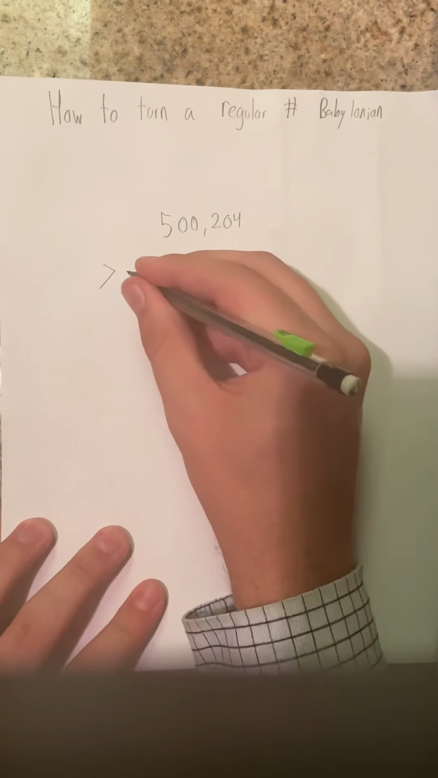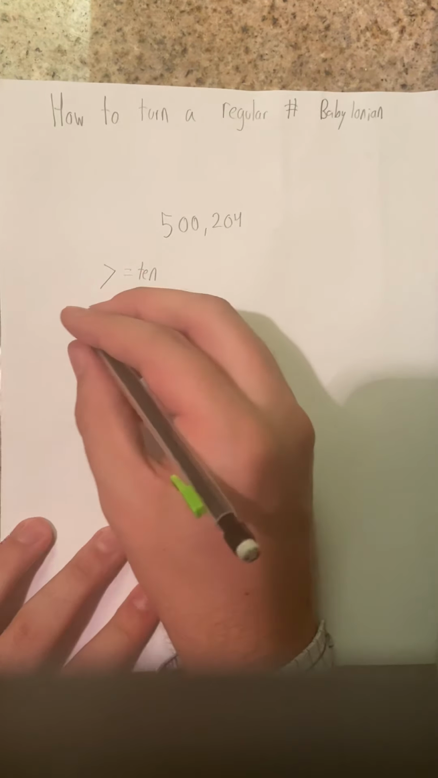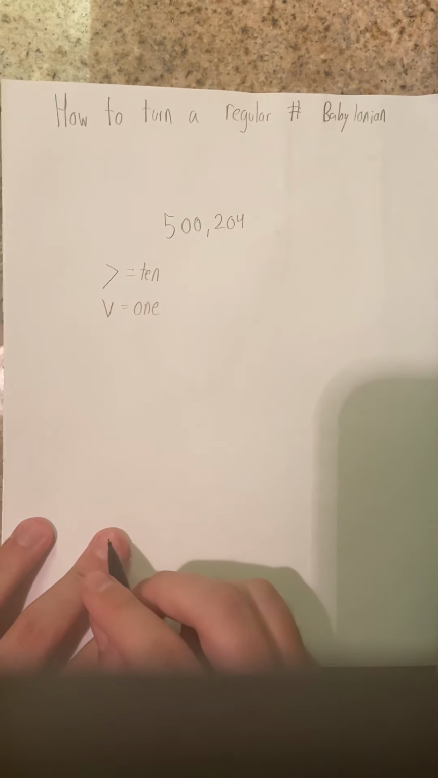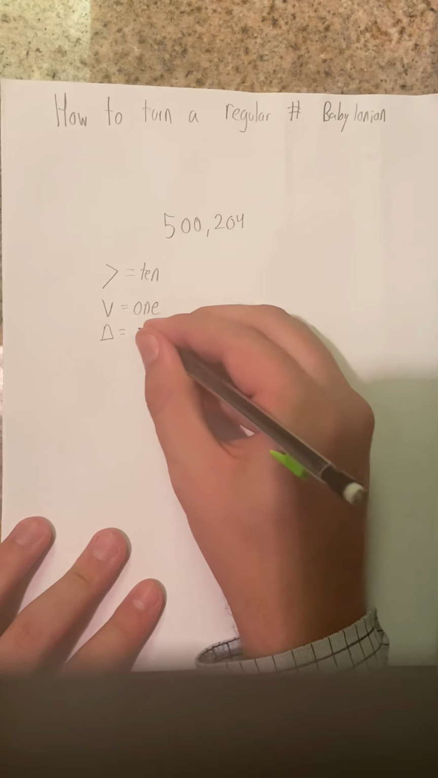Okay. Now, remember, there are three symbols in Babylonian. We have the symbol for 10. We have the symbol for 1. And we have the symbol for 0. And those are the three symbols. Also, another thing to remember is that there are different place value levels in Babylonian.